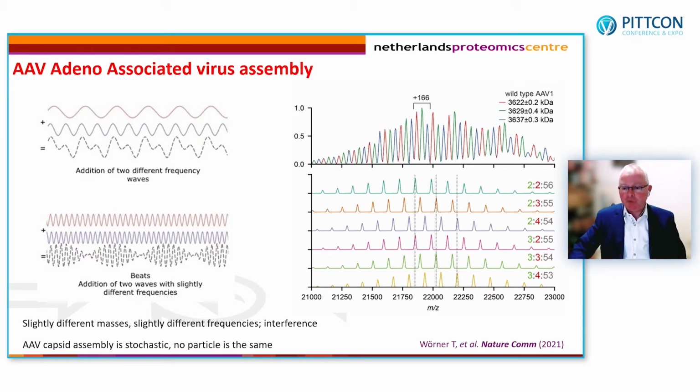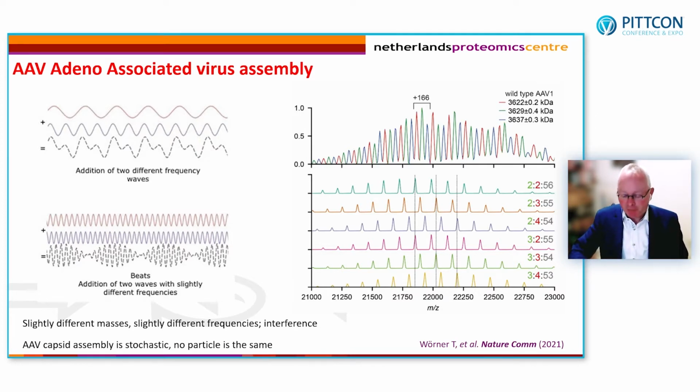And if the stoichiometry is different, the mass will be slightly different. And that's why you see all these spectra being shifted slightly in mass or m over z. Now, if you have these different particles present, then of course the experimental spectrum will be the sum of these individual spectra, but a weighted sum, depending on how many particles there are of that particular composition.